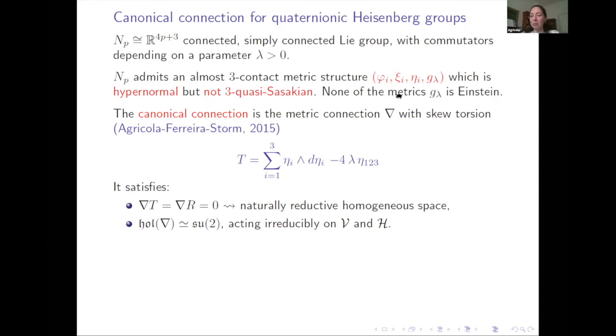And in fact, that's because none of the metrics in this family is even going to be Einstein, but three-Sasaki would have to be Einstein. Okay.